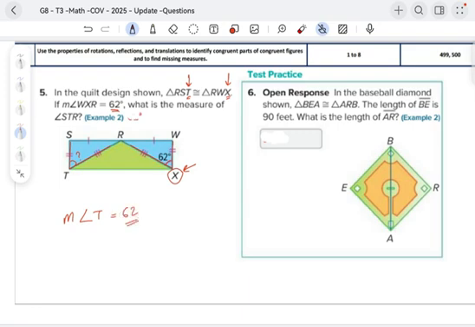Okay, for question number 6, they told us that triangle BEA is congruent to triangle ARB. The length of BE is 90 feet. Segment BE corresponds to segment AR, and they are congruent to each other. They have the same measurement. If BE is 90, AR will also be 90. So, we have 90 feet.